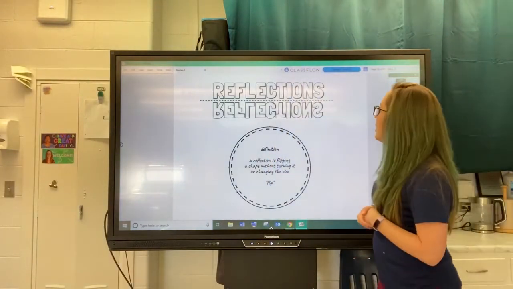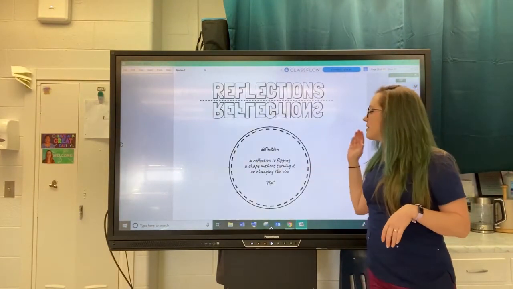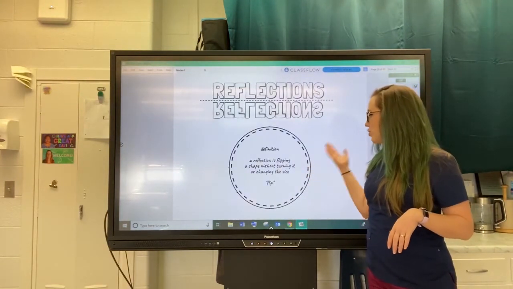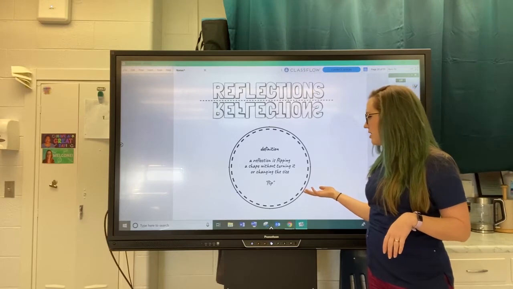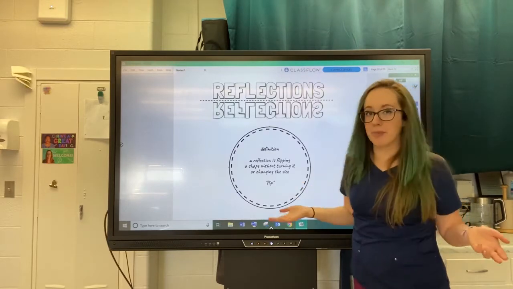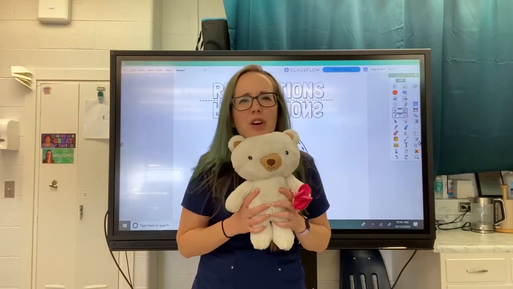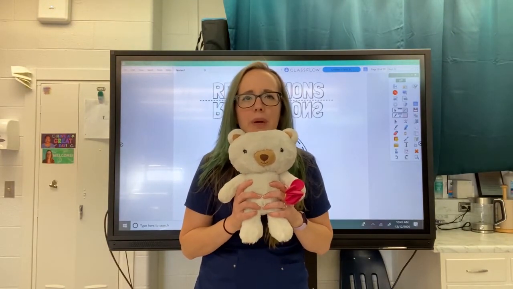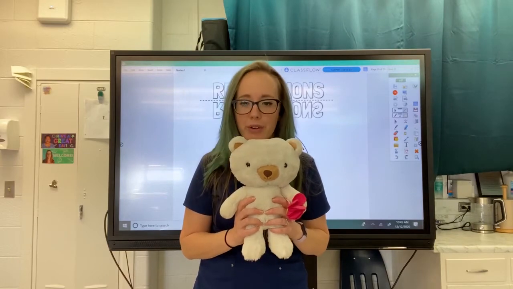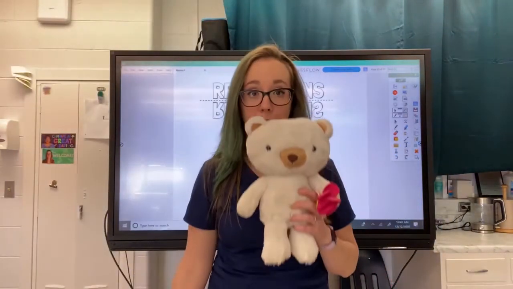So it says a reflection is flipping a shape without turning it or changing the size, and it is just a flip. And you see reflections a lot in real life when you're looking in the mirror or whatever. And we have our bear friends here because, again, we're very lonely. And it's kind of hard to show you a reflection with this bear because I don't have a mirror. So to help us, we have a second bear.